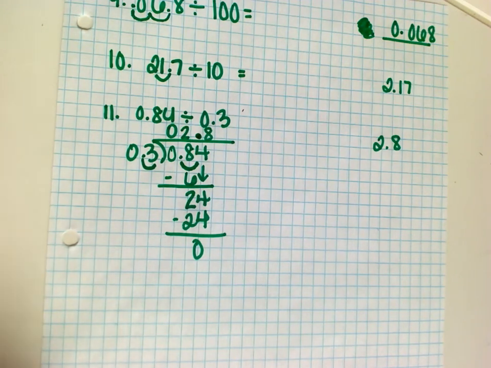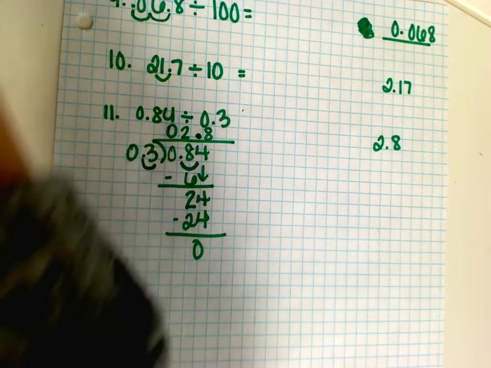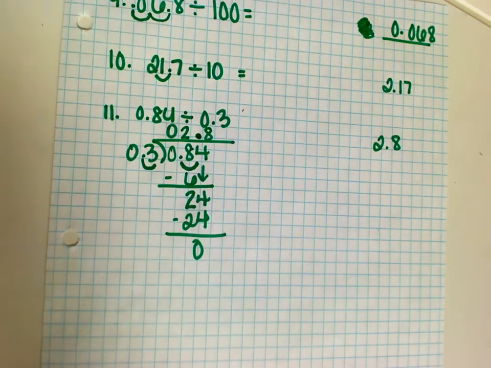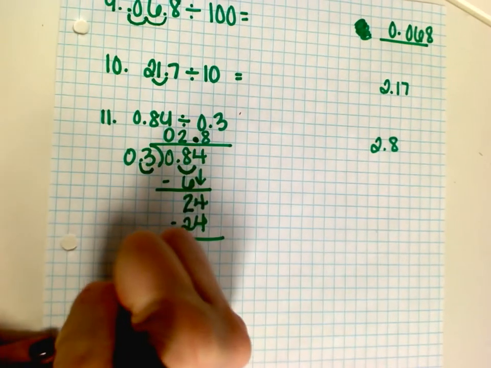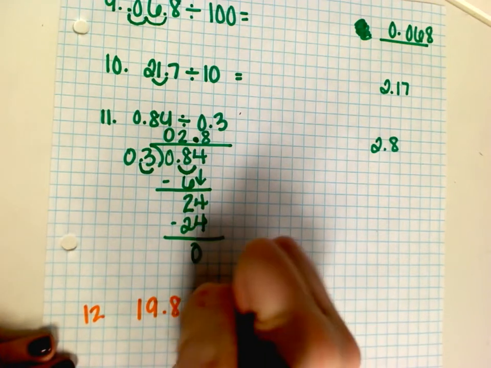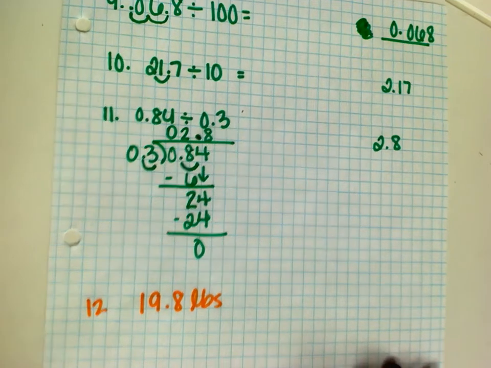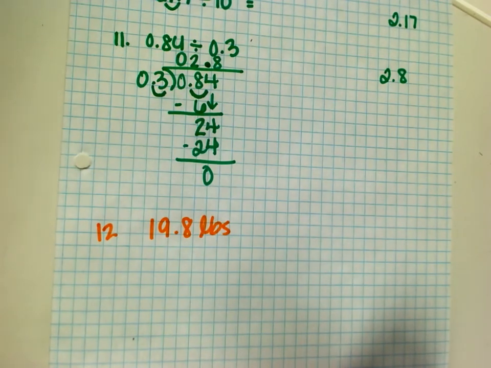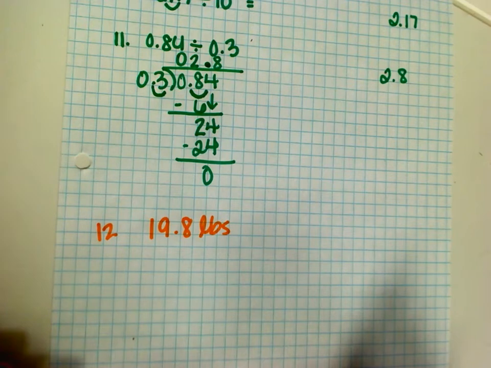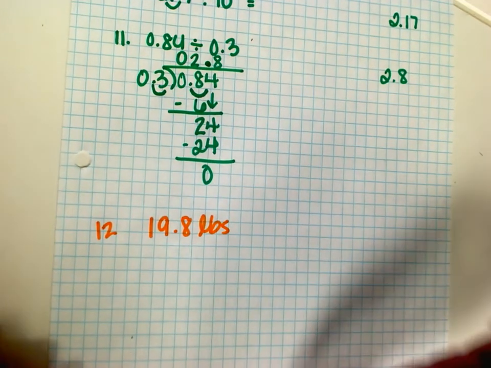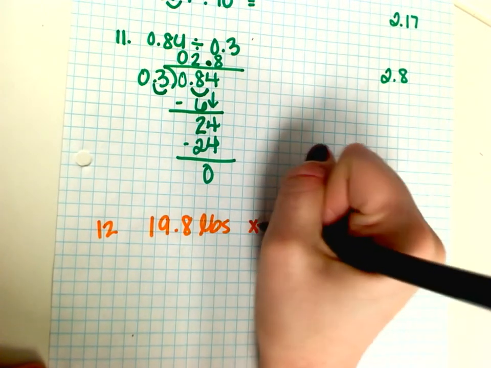So, the first one is a watermelon weighs 19 and 8/10 pounds. About. When we see the word about, what do we know we need to do with this problem? Oh, very good. Very good. Estimate. Awesome. About how much do 4 watermelons weigh?